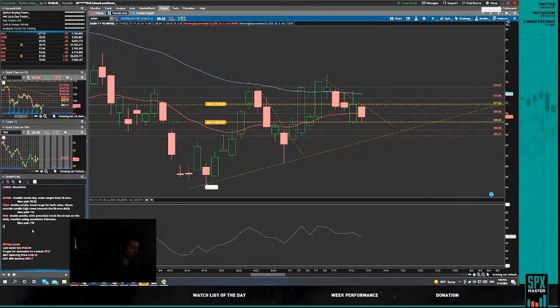So we're just gonna put an inside candle, clear target to the downside trend line, possible break to the upside on break daily. All right.